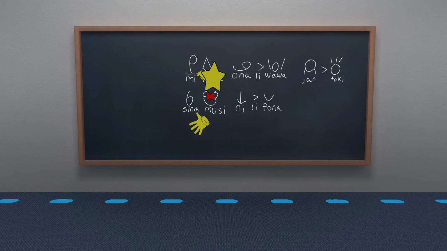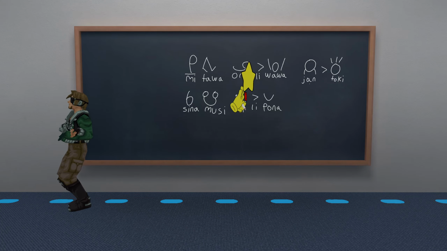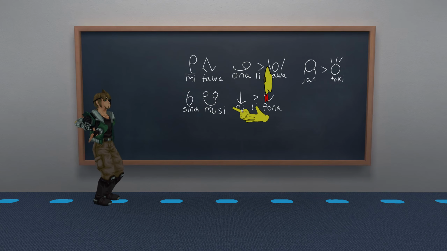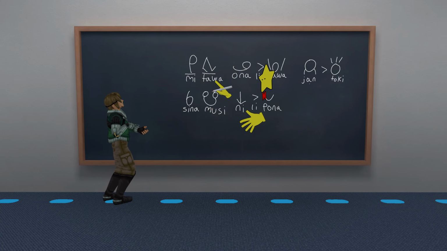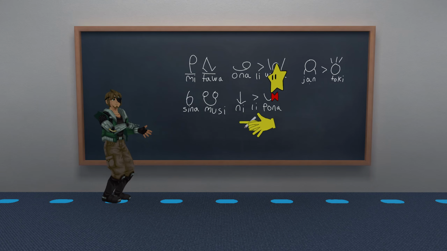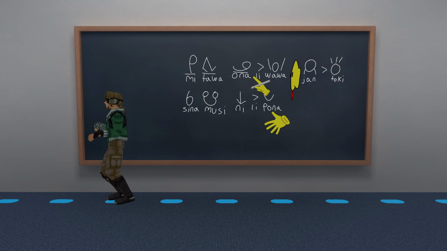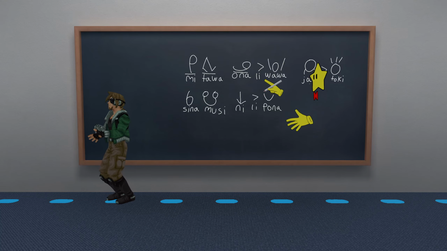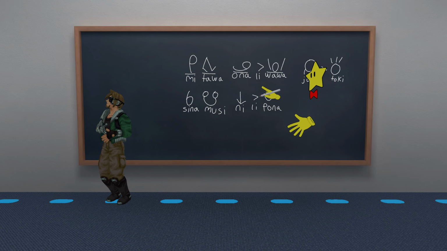So, mi is the subject. It's whatever is acting in the sentence. After mi, we have tawa, and that's the verb, whatever action occurs in the sentence. And then over here with ona li wawa, ona is the subject, li introduces the verb, and wawa is the verb. So ona is the subject, wawa is the thing the subject is doing.